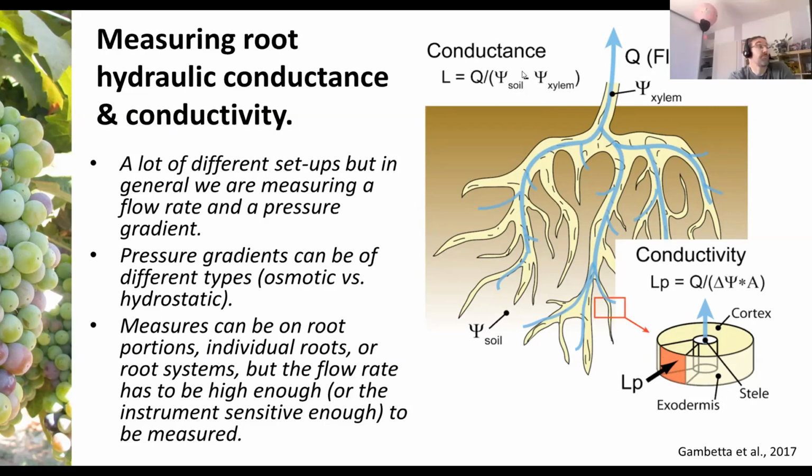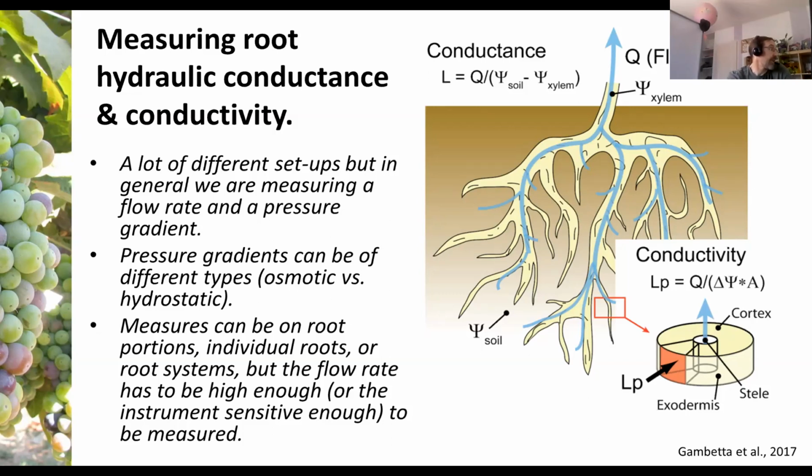People normalize root hydraulic conductance by all sorts of stuff. And in the literature, that can be a little confusing. It can be confusing in general because you have conductance that gets normalized by a bunch of different things. It could be normalized by shoot biomass or by root biomass. But also you can use different gradients to drive the measurement. So you can use an osmotic gradient versus a hydrostatic gradient. And again, this morning, I don't want to take a lot of time getting into the details of these two things, but this changes our interpretation of what we're actually measuring.